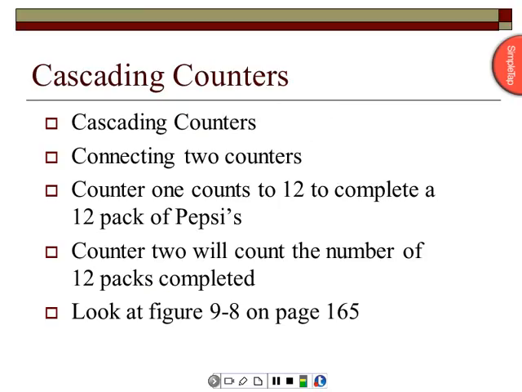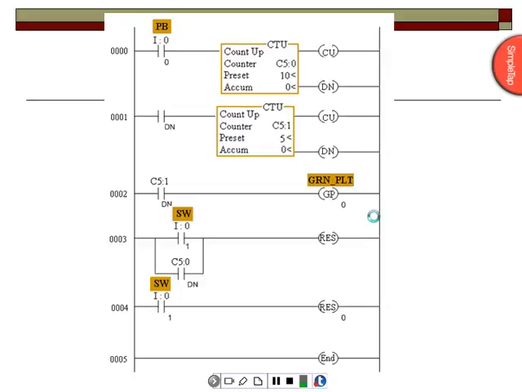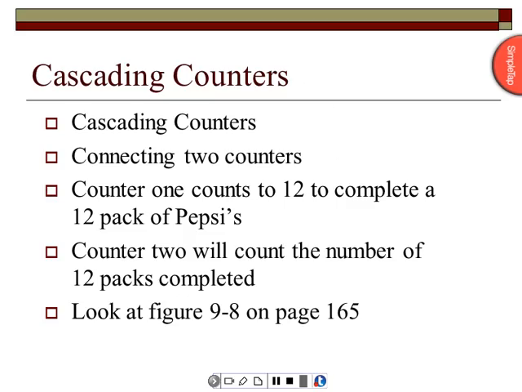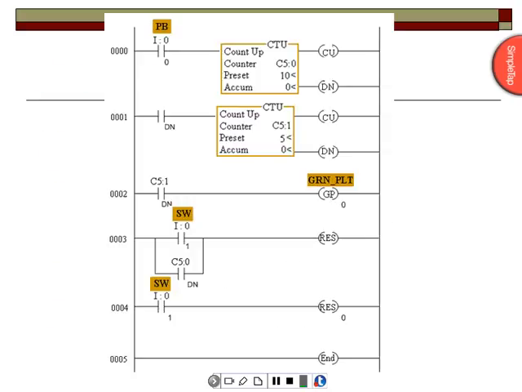Alright, if I'm going to connect 2 counters together, it's kind of like what we were talking about earlier about counting the 12 packs and then counting the number of 12 packs for a pallet. Okay, I put this in here actually so we could do that, but I'm going to skip over it for now and go to this one. So this guy would be cascaded. It's a little easier for you to see probably.